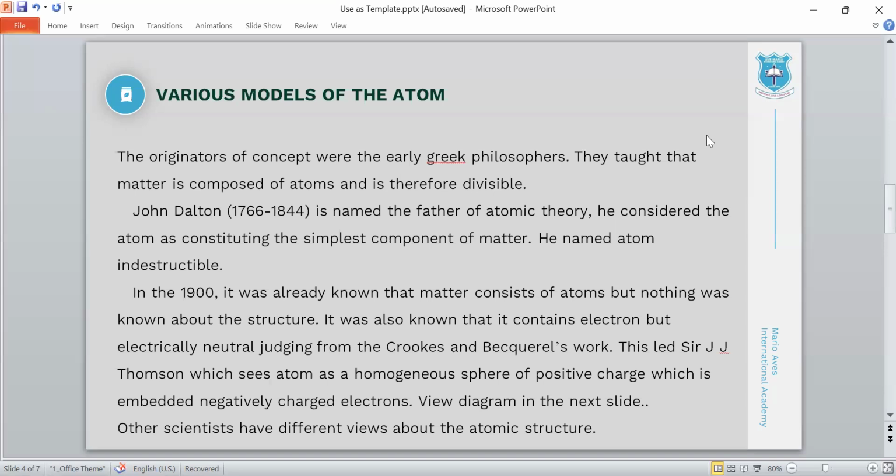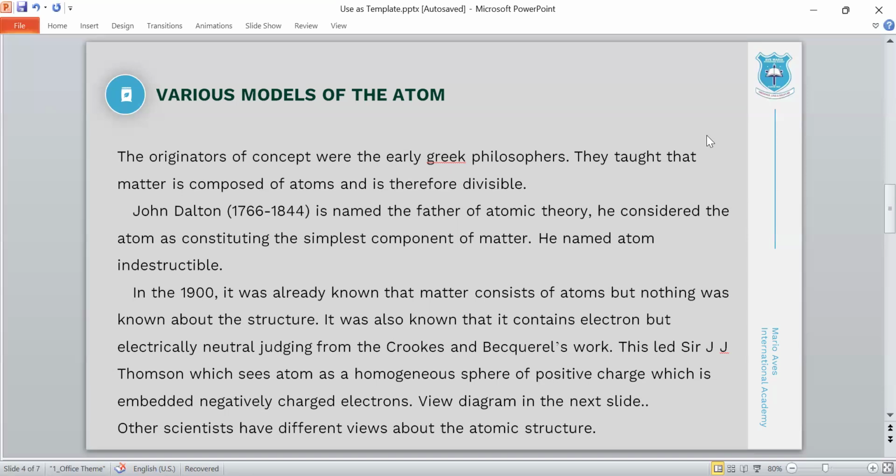John Dalton, who did his work from 1766 to 1844, is named the father of atomic theory. He considered atom as constituting the simplest component of matter. He named atom indestructible. In his own view, atom is indestructible, that is the smallest part of the matter, and it cannot be broken down. It has no component; the atom is the finishing point.